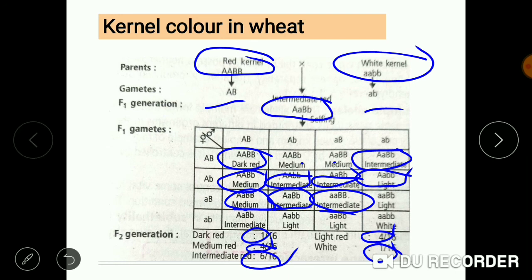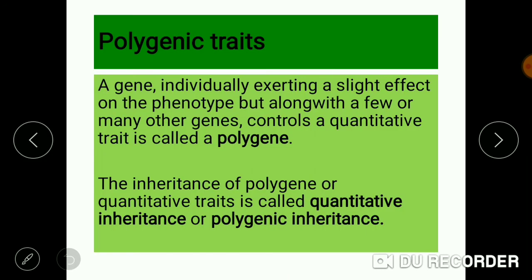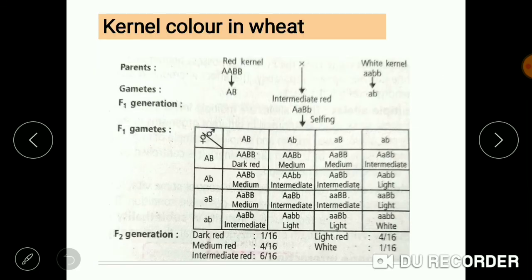So just like we have seen over here, a gene when it is individually exerting a slight effect on the phenotype, along with a few other genes it controls the quantitative traits. So here completely different phenotypes have been obtained.